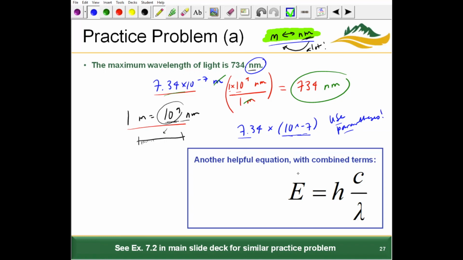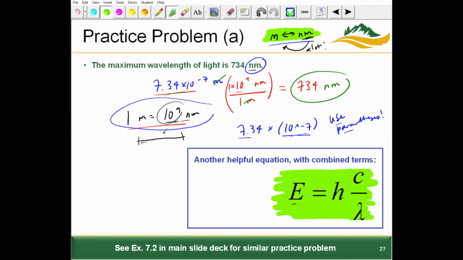So from this practice problem, get really comfortable with the meter to nanometer conversion. Also get really comfortable taking a frequency to get a wavelength, taking an energy to get a frequency. So here we use energy to get a frequency, then we use that frequency to get the wavelength. I want to point out this combined form of the equation. Here we are connecting energy, Planck's constant, the speed of light, and wavelength. We could also use the equations separately like we did here, or we could just use this combined equation.